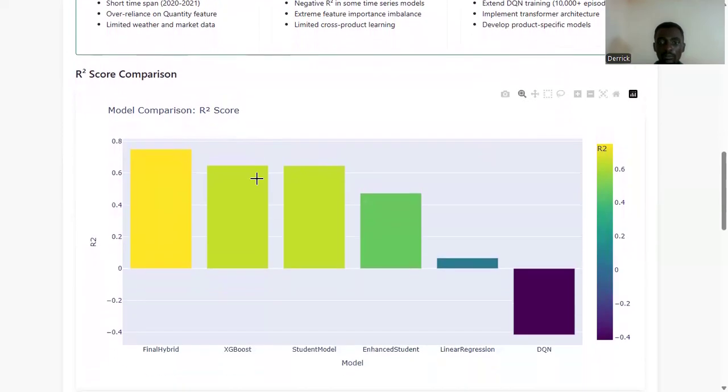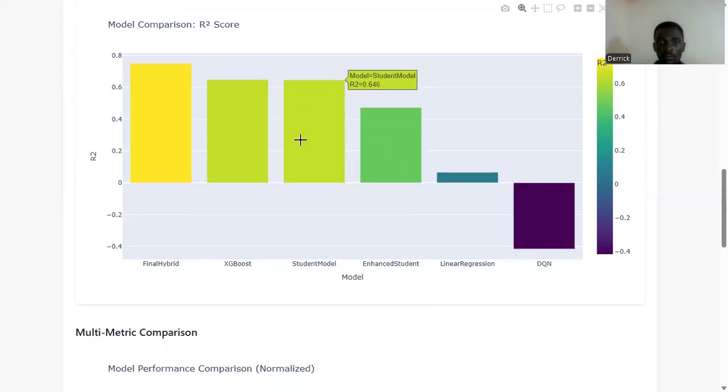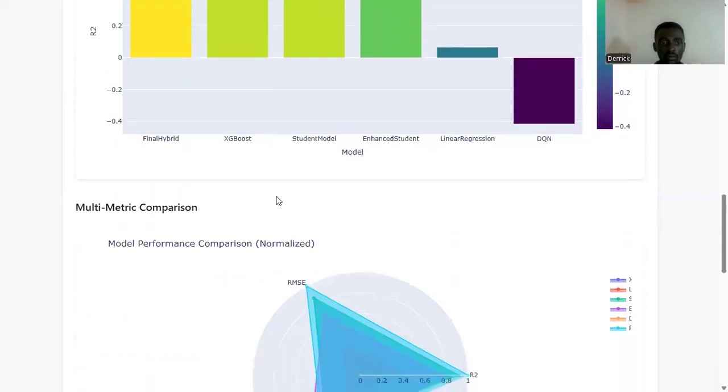So this is our sample visualization of how they all performed, with the final hybrid around 0.75, then XGBoost, the student model, the enhanced student model, then linear regression, and our DQN, which, as I also said, is negative. So this is our R squared comparison.